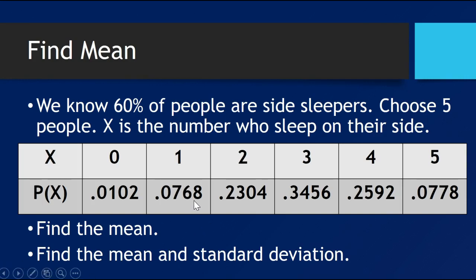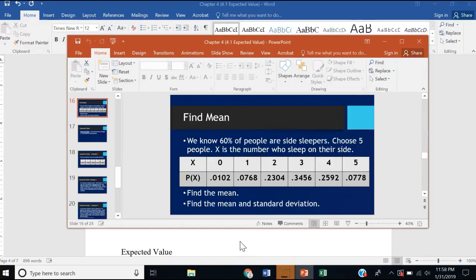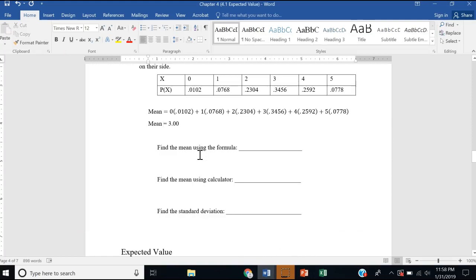Now let me just show you how I did that. I'll write that out. I know I spoke through that, but let me write that out. I wrote that out on my chapter 4 guided notes. So the mean I got by taking 0 times its probability plus 1 times its probability plus 2 times its probability plus 3 times its probability plus 4 times its probability plus 5 times its probability.